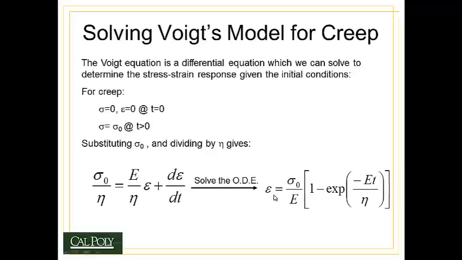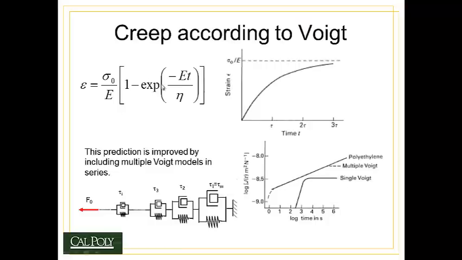If we solve this ordinary differential equation, we get an equation of the following form, where strain equals stress over the elastic modulus times the quantity 1 minus the exponent of negative Et over eta. The one term is the elastic term because sigma naught over E is Hooke's law, minus the viscous term, the exponent of negative Et over eta, the viscosity. If we plot this equation of strain versus time, we get the familiar viscoelastic response, which gradually approaches the asymptotic condition of the linear elastic material, or sigma naught over E, the elastic modulus.